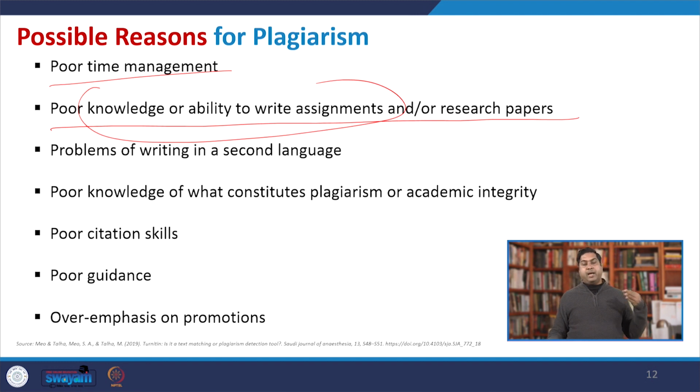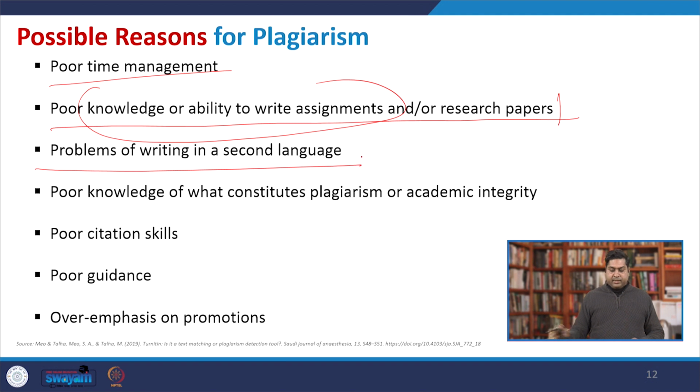Many a time we have these kinds of issues writing the paper because maybe I'm very good at English writing, but maybe I'm not that good at technical writing. That is a common feeling of researchers, that okay, I'm not really very good at technical writing. So in those cases, this will lead to some plagiarism activity.